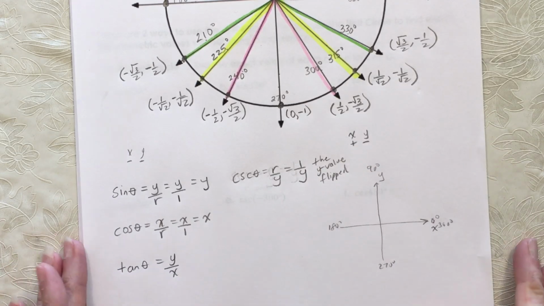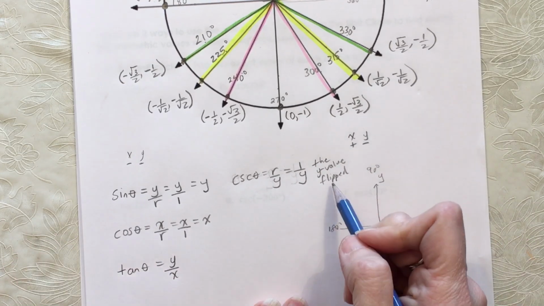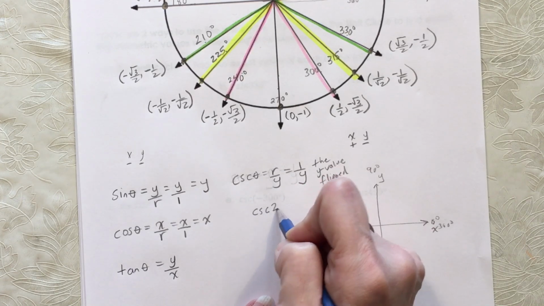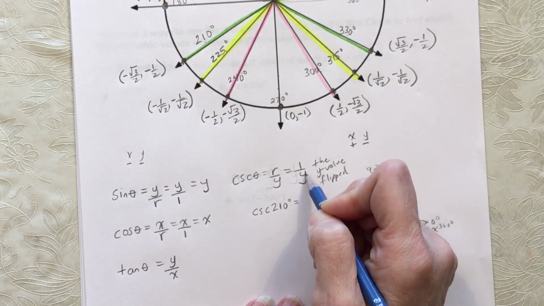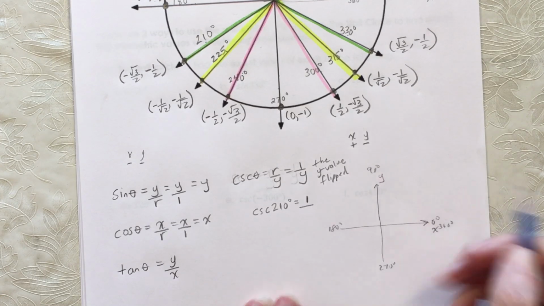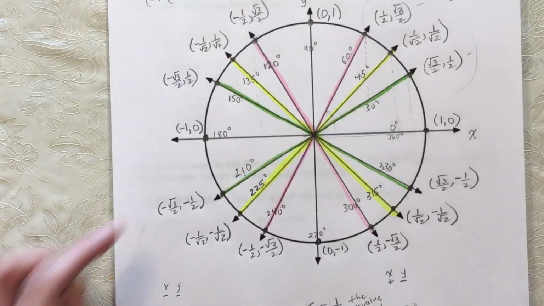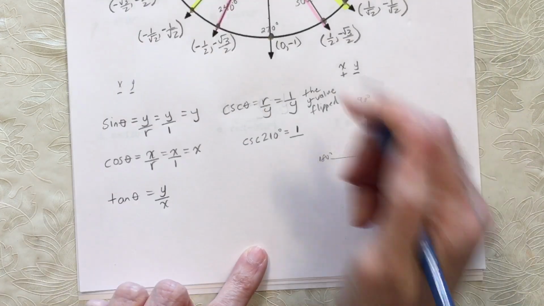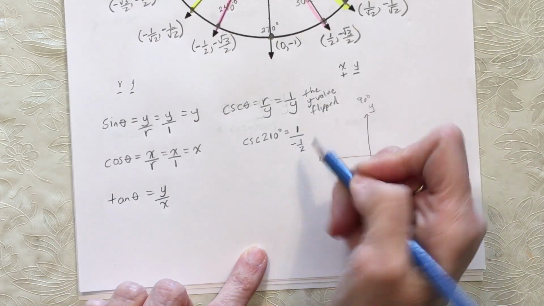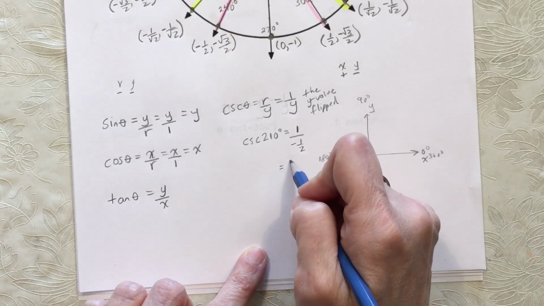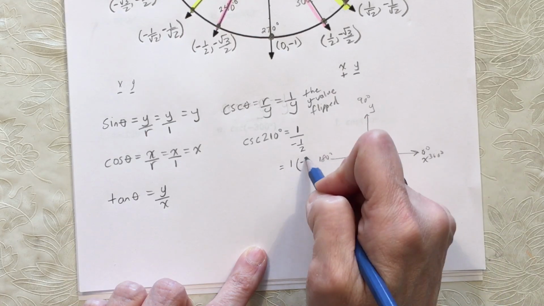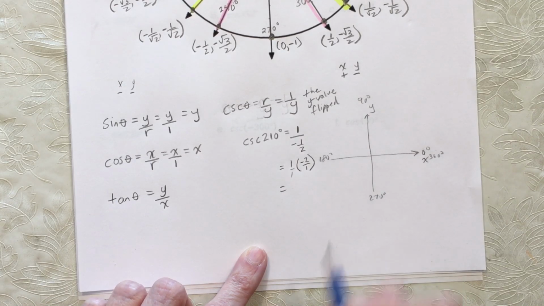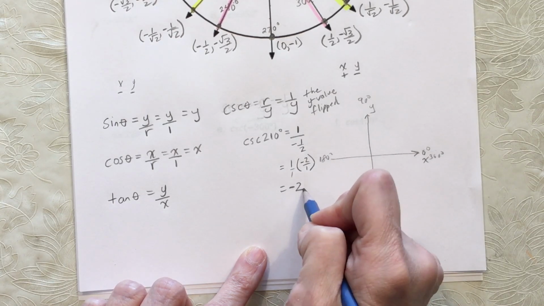So let's look at an example of that so you can see that it's really just the y value flipped. So say I wanted the cosecant of 210 degrees. So I'm saying it's 1 over the y value. So if I look at 210 degrees, the y value is negative a half. So 1 over the y value. And I know that when I'm dividing by a fraction, I'm multiplying by the reciprocal. So that's going to end up giving me negative 2 over 1, which is just negative 2.